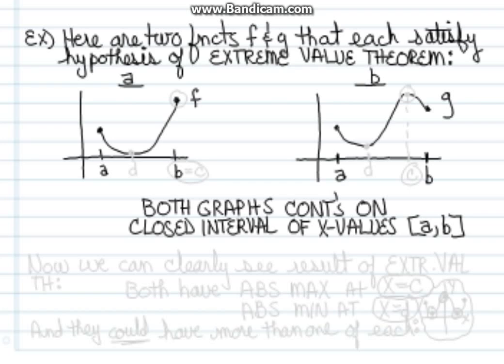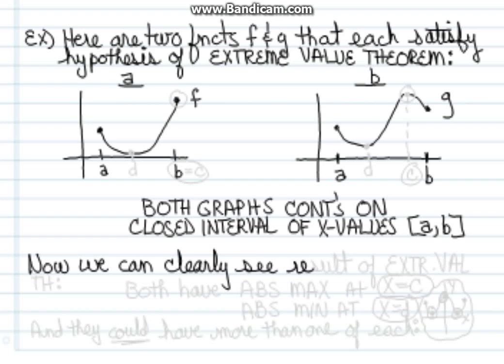Now here are two functions, f and g, in this sketch that each satisfy the hypothesis of the extreme value theorem. You can see the one on the left is defined on a closed interval from a to b, as is the picture on the right. And both of these graphs, graph f and graph g, are continuous. You can imagine an ant walking on them. They're never going to fall through any holes or fall off any cliffs. They're continuous on the closed interval of x values from a to b. Okay, so they do meet the criterion of this theorem.